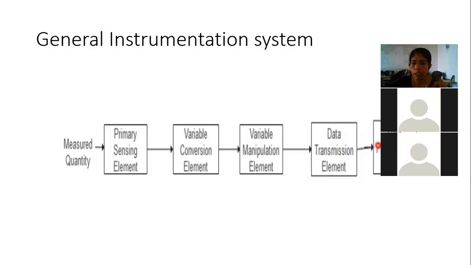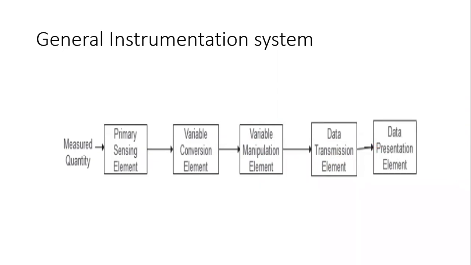This is the terminating stage of our instrumentation system. That means we get the output from the presentation element as a reading on the scale by a pointer, or maybe as a digital numerical value, or it can be shown on a screen on a cathode ray oscilloscope. We can see the signal or waveform on the output screen, and we can either store it or just use it for the observer to see.